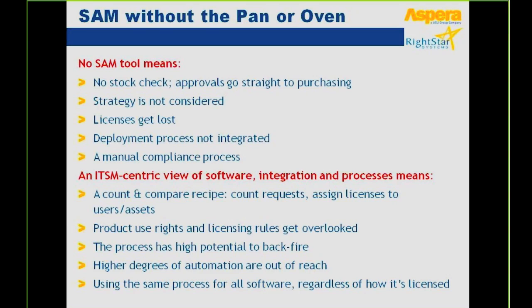When you do ITSM without a specialized SAM tool like Aspera, this means that you cannot do automated stock checks, and most of the approvals will go straight to purchasing. From a certain organizational size onwards, it is literally impossible to do stock checks on the basis of Excel spreadsheets, because the number of requests coming in is just too high, and the complexity of the software requested is too high to do this manually. So that's a great advantage.